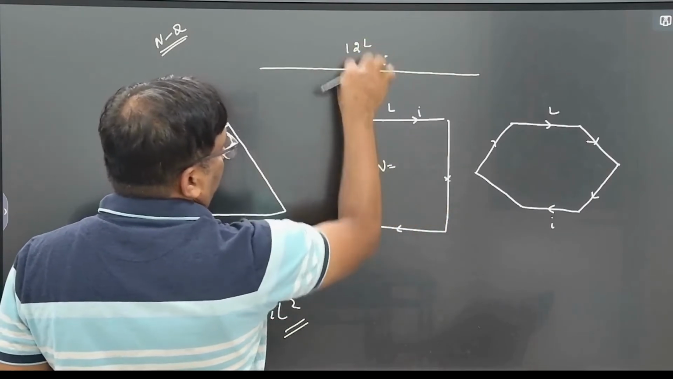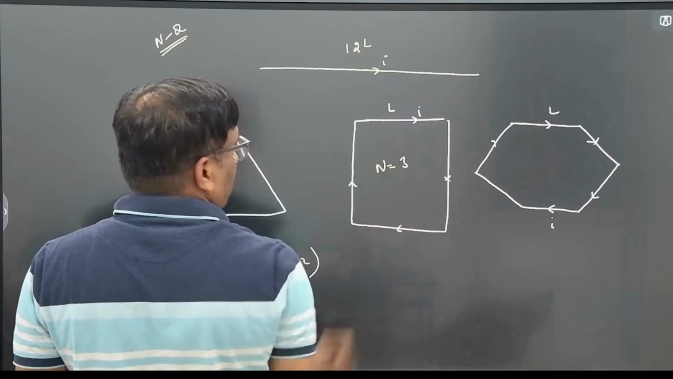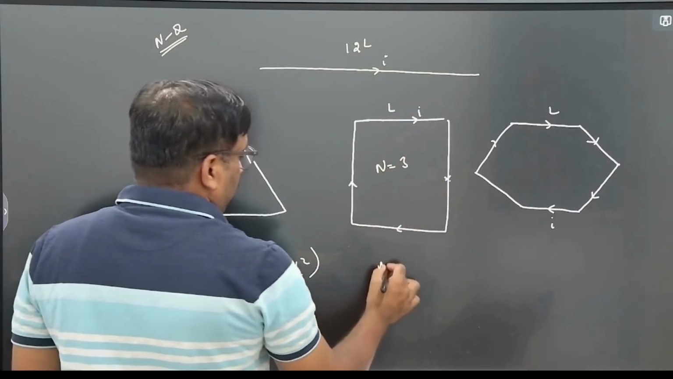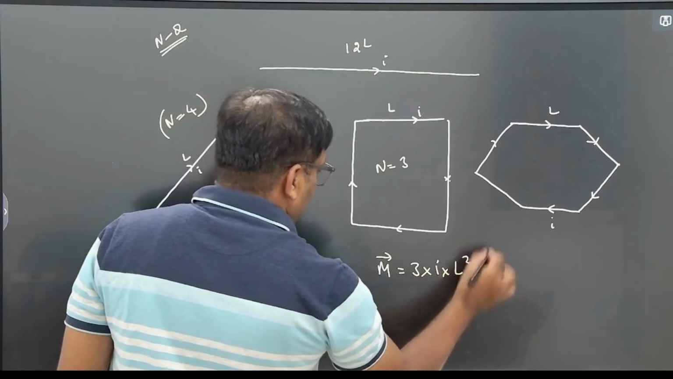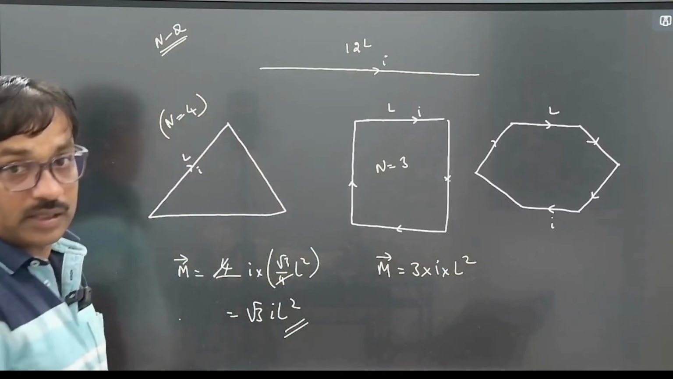So therefore 12 divided by 4 is nothing but 3. Number of turns is 3. What is the magnetic moment here now? Number of turns is 3, current is I, area is L square. This is your magnetic moment.